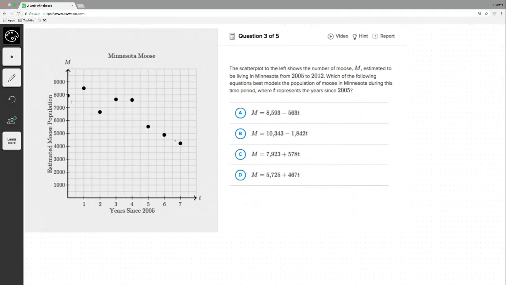Oops, just erase that. Let's try it again. That was such a good line. That's a pretty good line. So we've got something like this. I'm gonna say this is a bad.